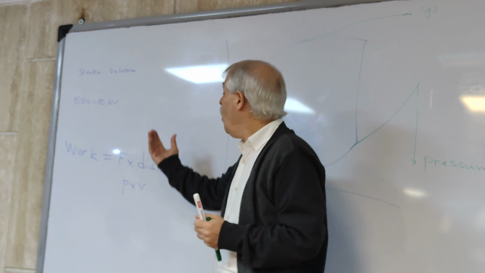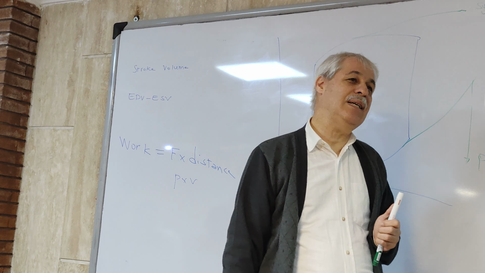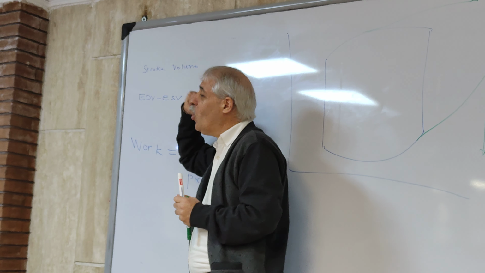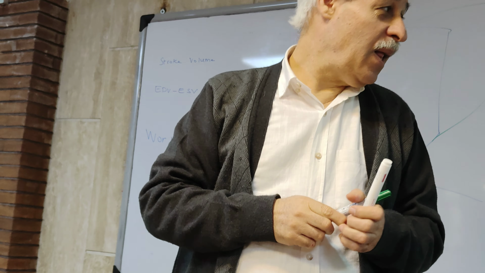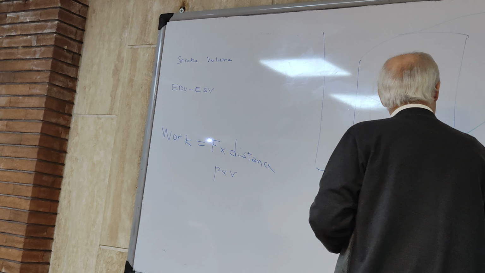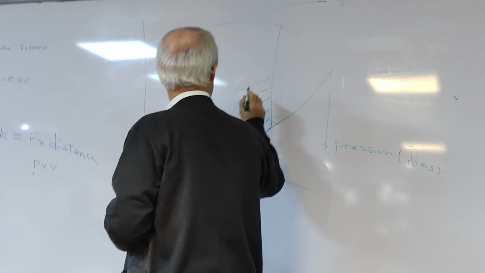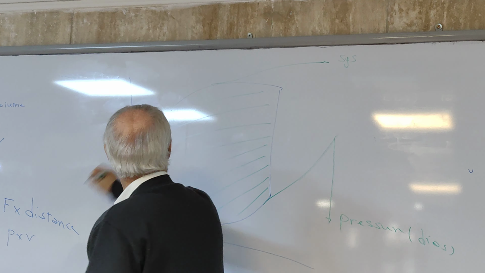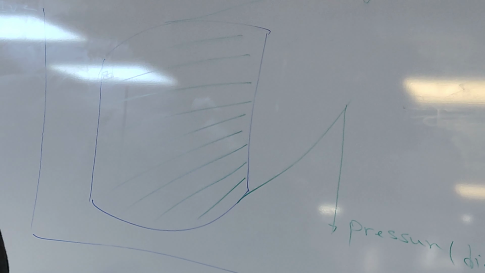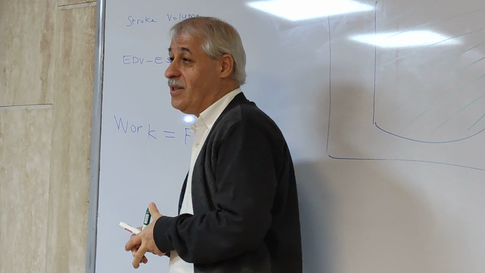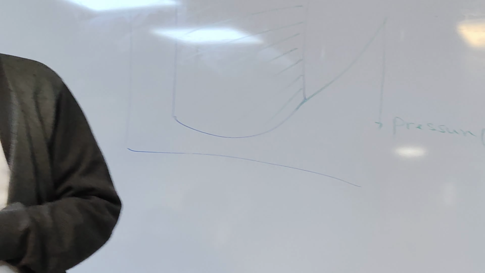I mean, if we want to measure the work that is done by the heart in each beat, which is called the stroke work output, we should measure the area under the curve of pressure volume. This is okay. Just to measure what? To measure the work that is done by the heart in each beat, which is called the stroke work output.